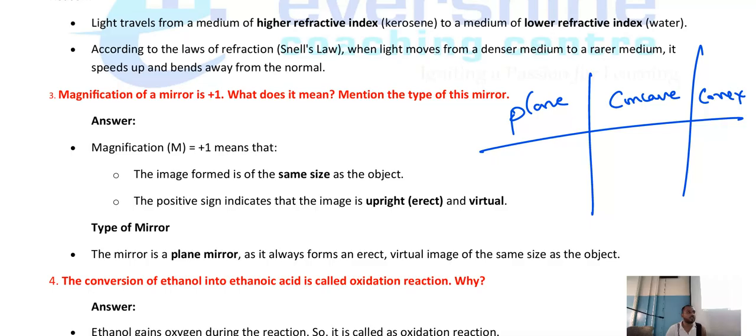In a concave mirror, what happens to the size of the image? Will it enlarge or diminish? It becomes big. For example, if anything is small and you want to see it in a larger size, we use a concave mirror.